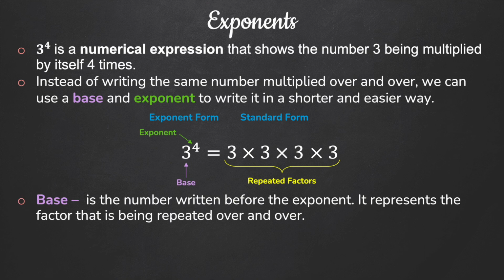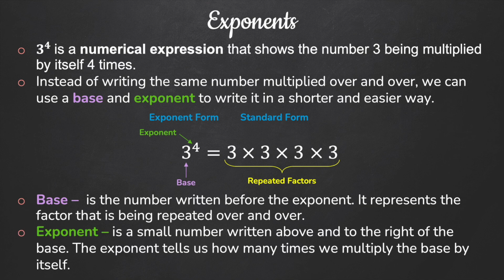So our base is the number written before the exponent. It represents the factor that is being repeated over and over. And our exponent is a small number written above and to the right of the base. The exponent tells us how many times we multiply the base by itself.